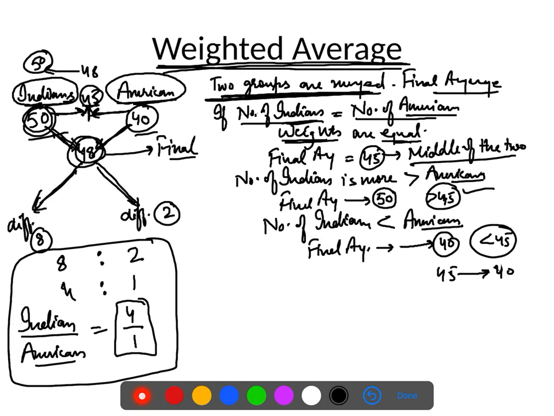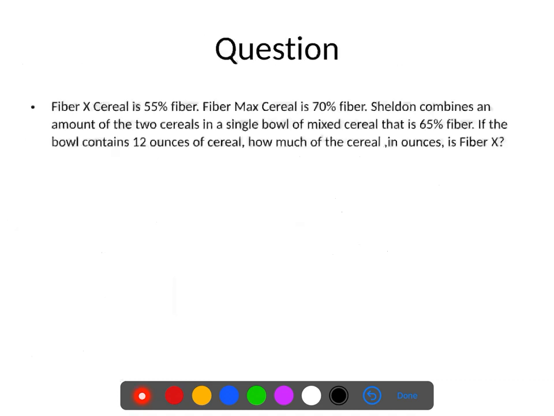Let's take a few examples and try to see how we can visualize the situation, and how we can identify that a particular question will be done by this method. So Fiber X cereal is 55% fiber, Fiber Max cereal is 70% fiber. So two kinds of cereals are there. Sheldon combines an amount of the two cereals in a single bowl. So Fiber X and Fiber Max are combined to make a bigger single bowl. So that's the situation. Two groups are getting clubbed.